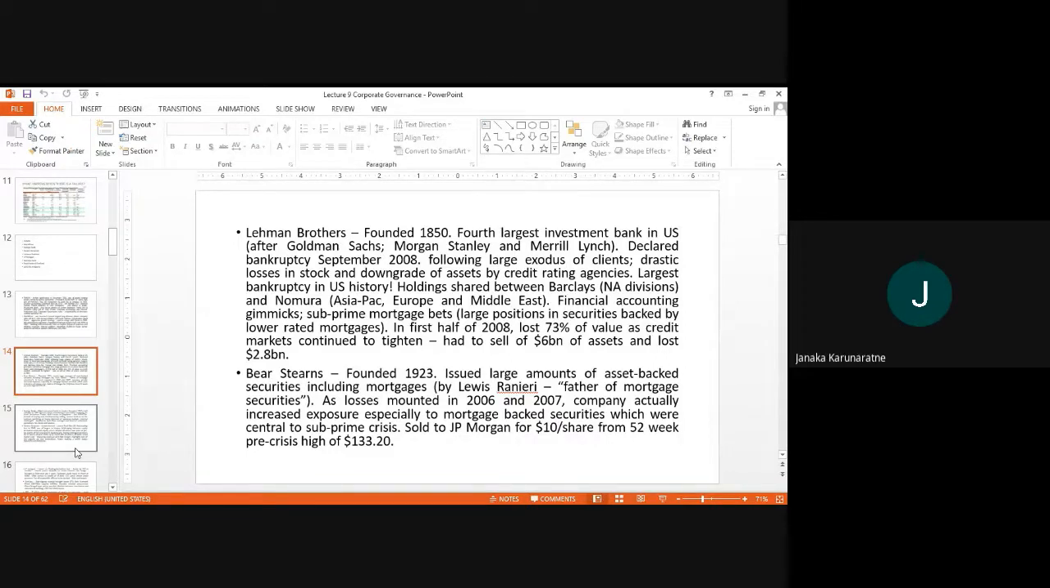So it is just after Goldman Sachs, Morgan Stanley, and Merrill Lynch, the leading investment banks, but declared bankruptcy in September 2008. Following a large exodus of clients, drastic losses in stock, and downgrade of assets by credit rating agencies. And it is one of the largest bankruptcies in US history. Holdings shared between Barclays in North America and Nomura, Asia Pacific, Europe, and Middle East.